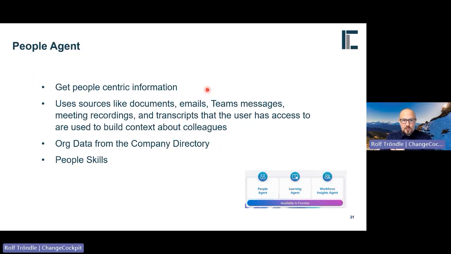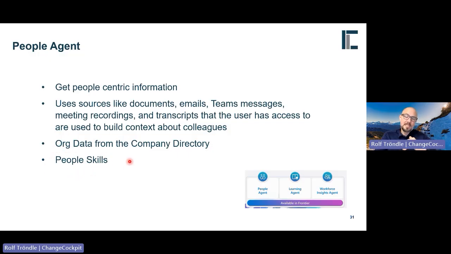The goal of the people agent is so you can get people-centric information, so you can get more information about other people in your org. Perhaps if you are a new employee, then this will help you to get up to date quite fast. It will use sources like documents, emails, so basically everything stored in the tenant, and it even uses org data from the company directory. If you specify the manager attributes in Entra ID, then you also have the fully populated organization chart, and it will also use data from this chart and also use people skills information.